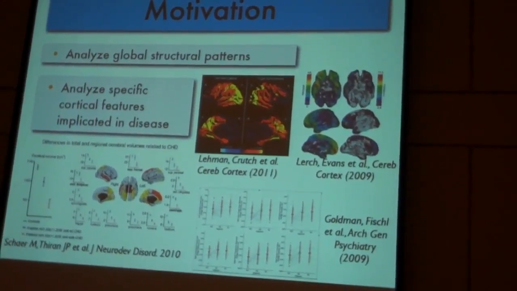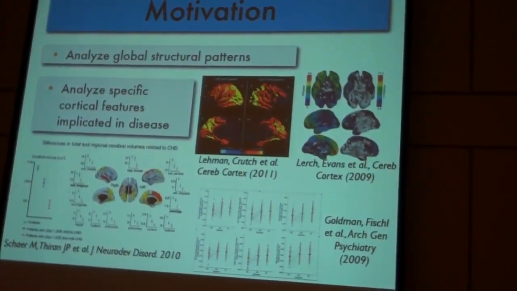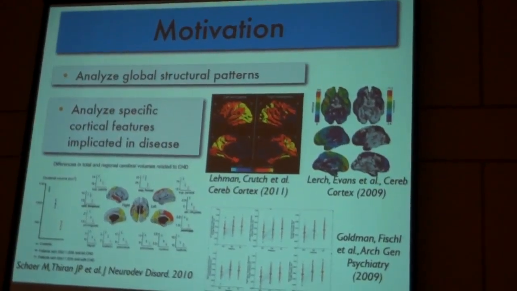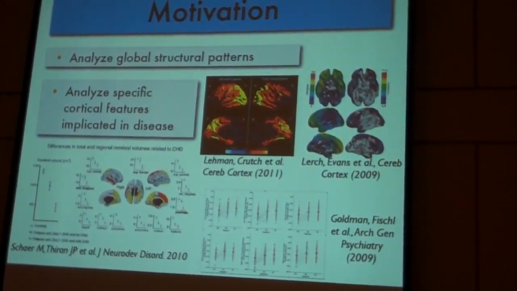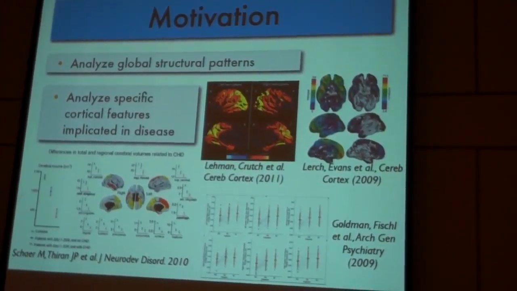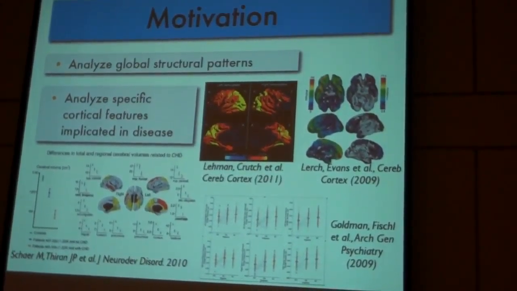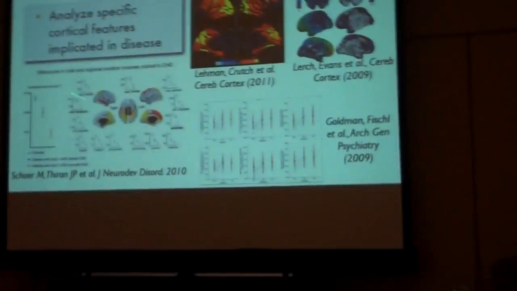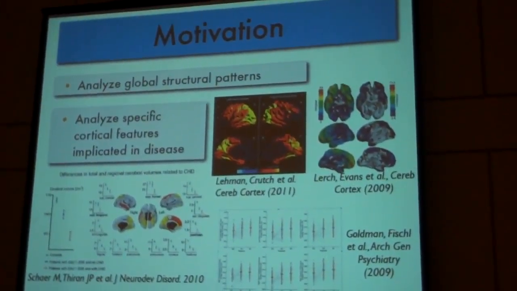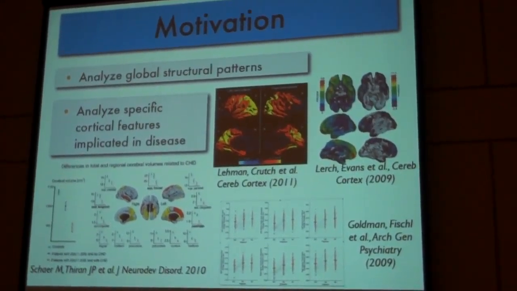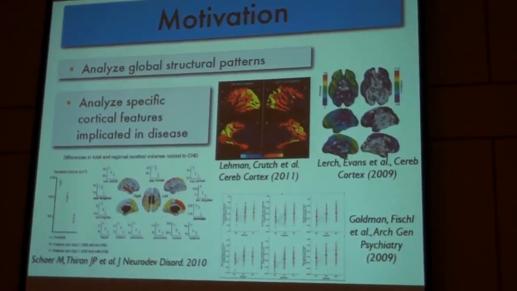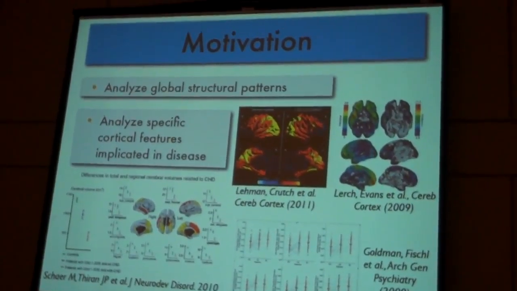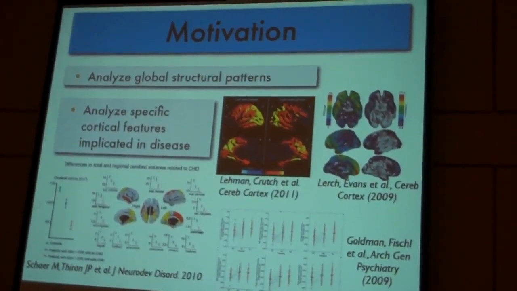For example, here on the bottom left corner, you have a result showing a decrease in the cortical volume by Shire et al. So they studied children with congenital heart defect, and they found out that the patients had a decreased cortical volume compared to normal controls. In this case, Lehman and Crutch studied thickness, and they found thickness deficits for persons afflicted with Alzheimer's.